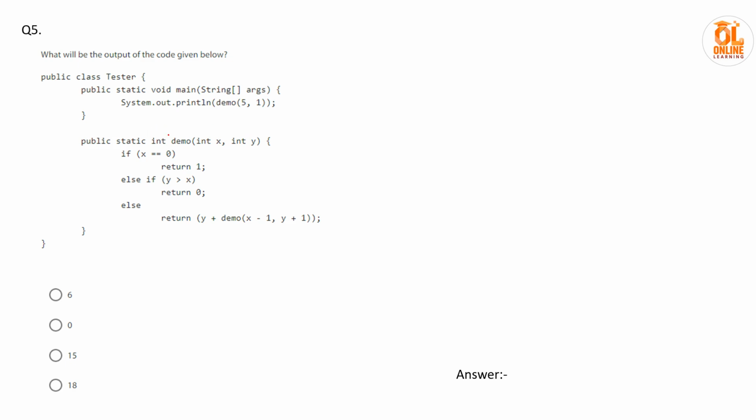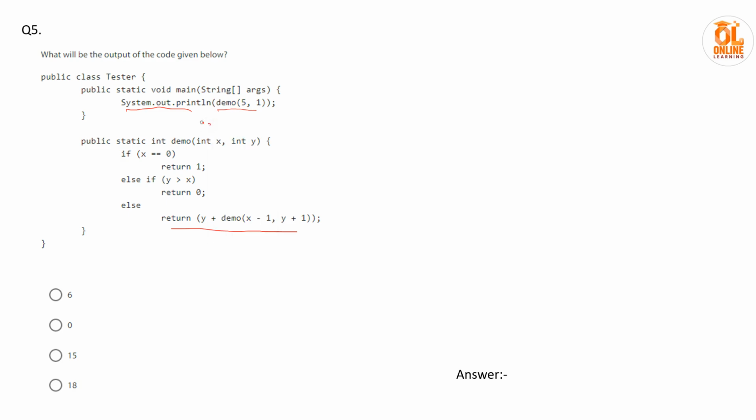Now it is again a code. Okay, as many of you were demanding questions on recursion, I have taken this question. Hope you will understand. Now let us move to the question. So public static void main, System.out.println. We are calling demo(5, 1).